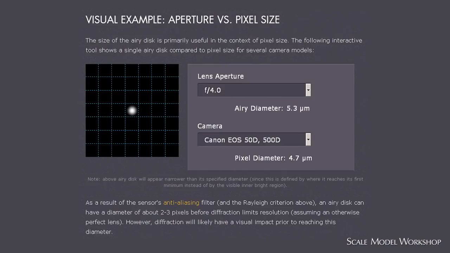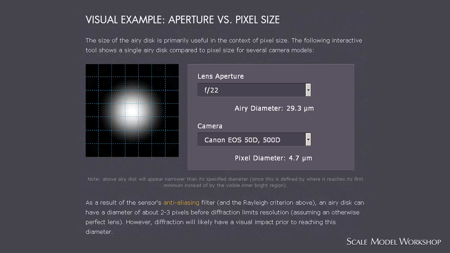The central portion is known as an Airy disk. When the size of the Airy disk exceeds the pixel size of the sensor, then diffraction starts to become visible. Here you can see how the Airy disk increases in size as the aperture size is made smaller. The grid pattern represents the pixel size on a Canon 50D.